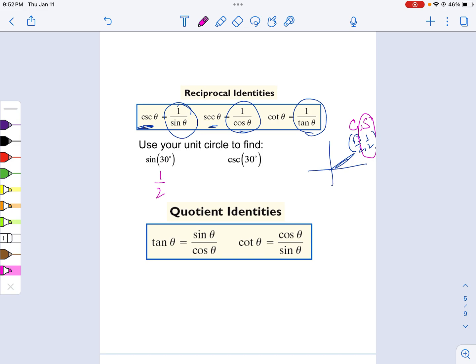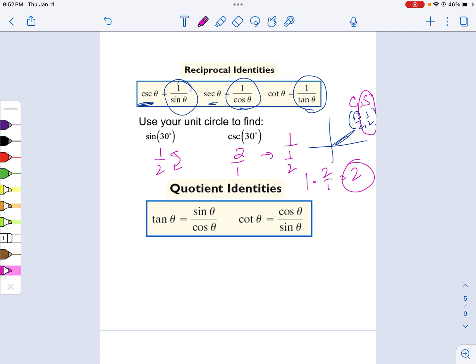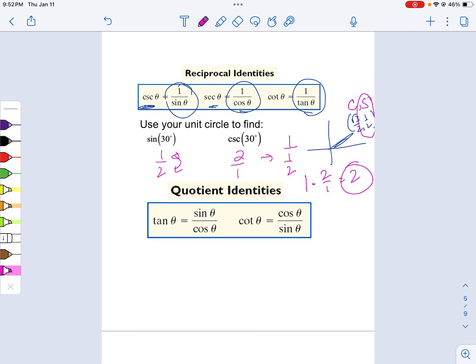Okay, now cosecant is the reciprocal of sine. Since sine is a fraction, I can just flip that fraction and make cosecant 2 over 1. Now, I talked about this in class the last couple days. Some of you might not like that, and you might want to do 1 over 1/2, which is 1 times 2 over 1, and we still get 2. Okay, so either way is okay, but because we're taking the reciprocal and we have a fraction, we can just go ahead and flip that fraction.